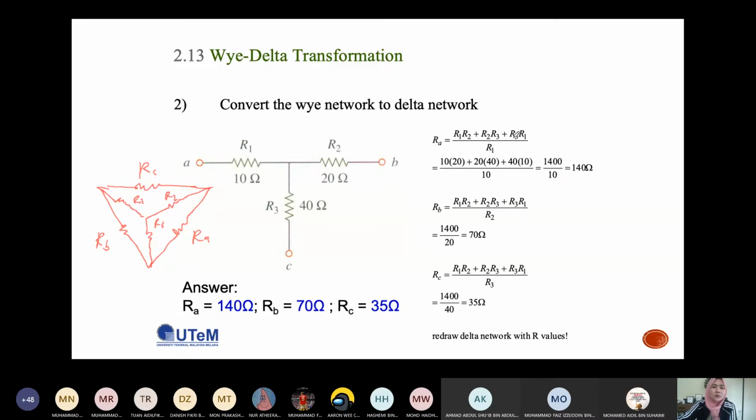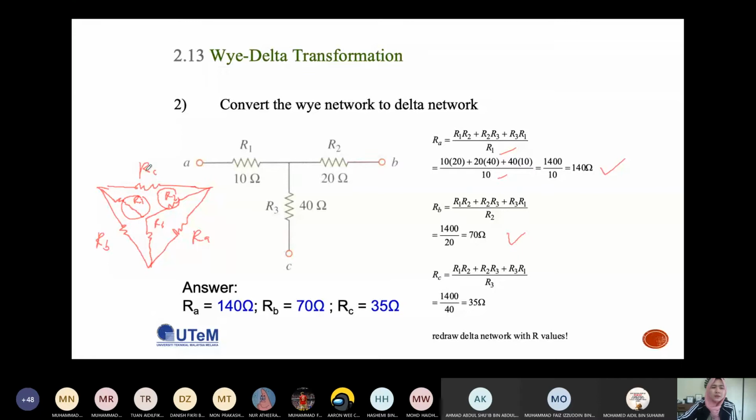Okay, so for RA you must divide by R1. R1 is 10 ohm, so you will get RA equals 140 ohms. For RB, look at here, RB is over here, so you need to divide by R2. R2 is 20 ohm, so 1400 divided by 20, you will get 70 ohm.